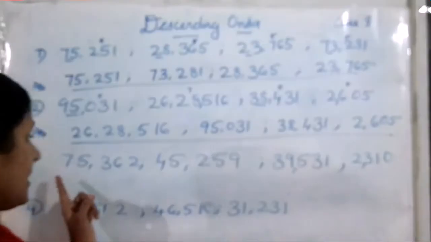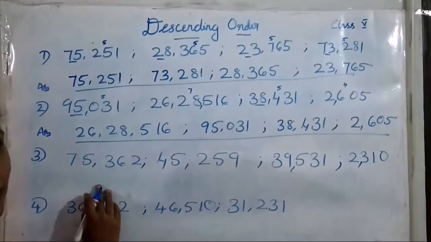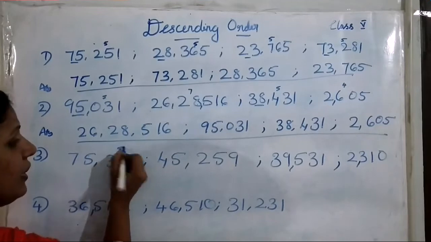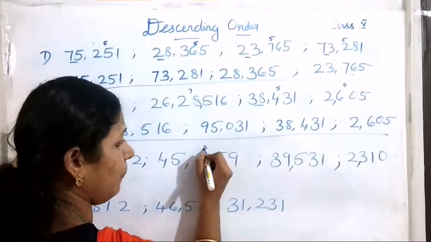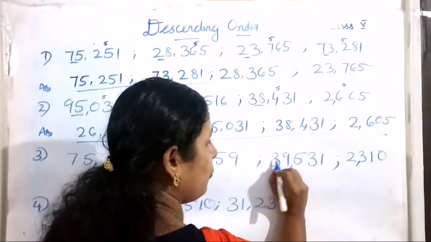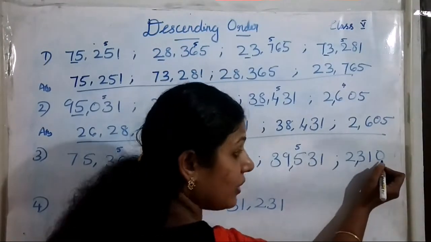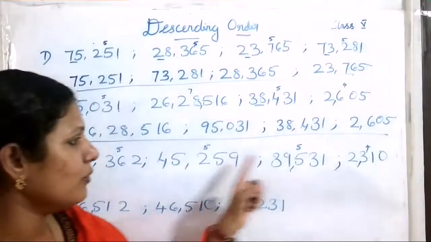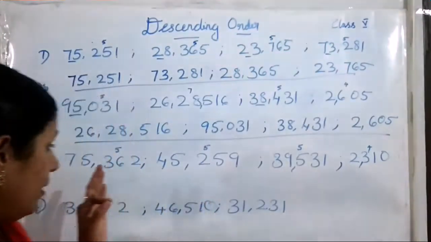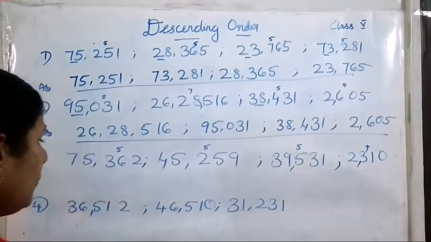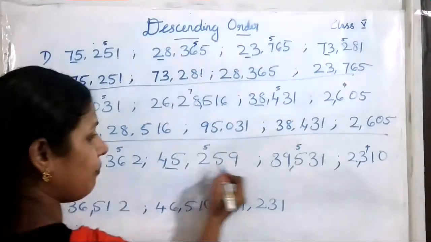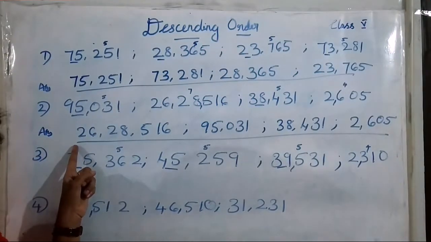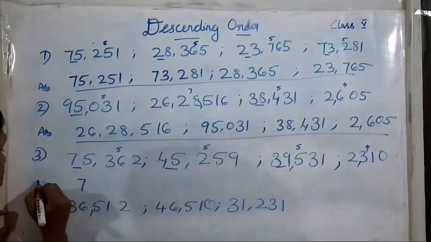Then the next is 75. First we count the number of digits. That is 1, 2, 3, 4, 5. Here also 5, and here 5. Here it is only 4 digits. Now there are three 5-digit numbers here. So we first select the highest place value. Here it is 75, it is 45, here it is 39. From these the highest place value is 75.